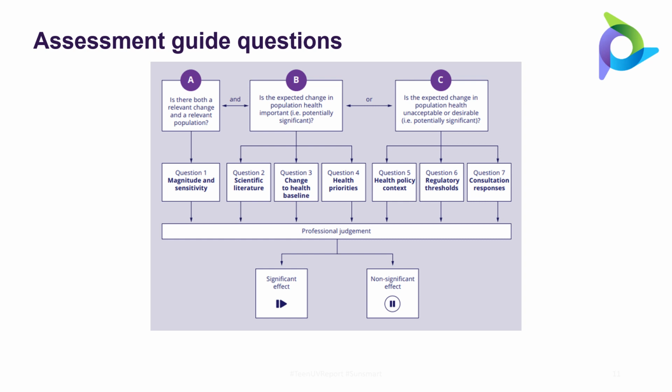And finally, question 7 takes into account the consultation responses that we mentioned just a moment ago. Have themes emerged in the consultation for the proposal or on the relevant determinants of health or health outcomes? Is there a consensus or is there a mix of view among stakeholders? A positive response indicates a significant effect, and a negative response to these questions indicates a non-significant effect. All the relevant guide questions and their supporting evidence collectively inform professional judgment.